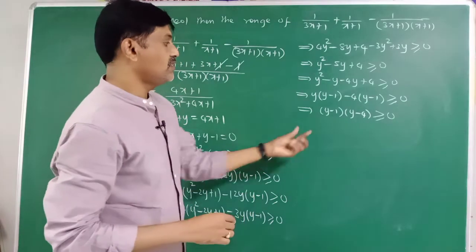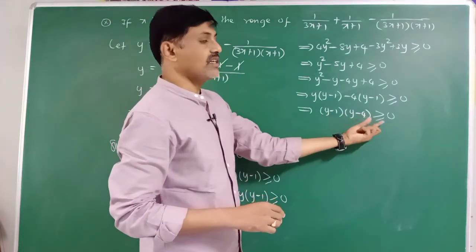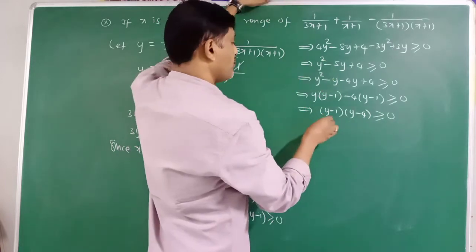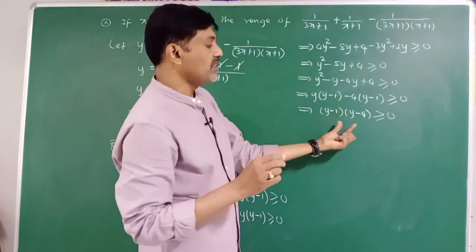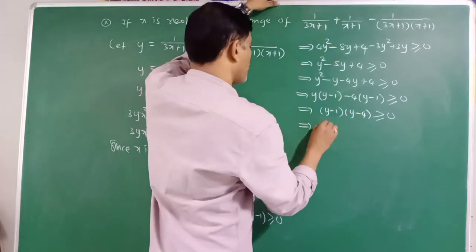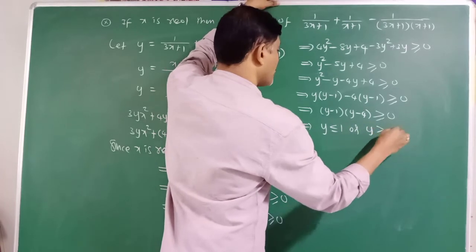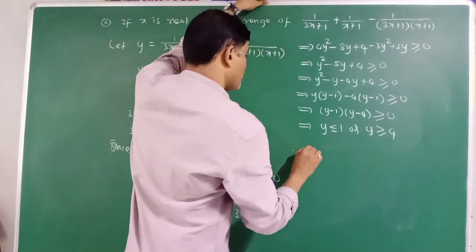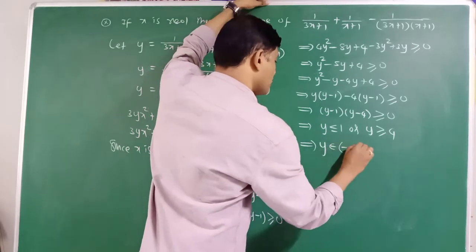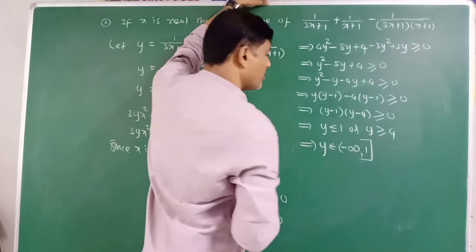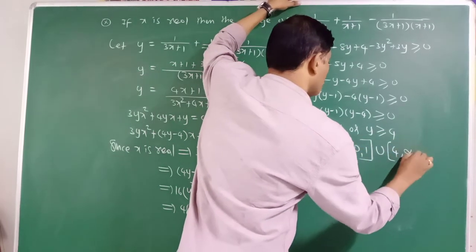Whenever this quadratic expression is greater than or equal to 0, y does not lie between the roots. Roots are 1 comma 4. Therefore y is less than or equal to 1 or y is greater than or equal to 4. Therefore the range is y belongs to minus infinity to 1 closed, because equal is there, union 4 to infinity.